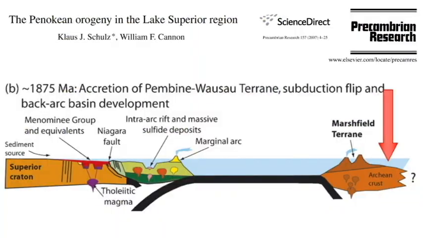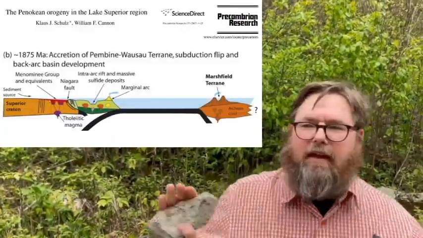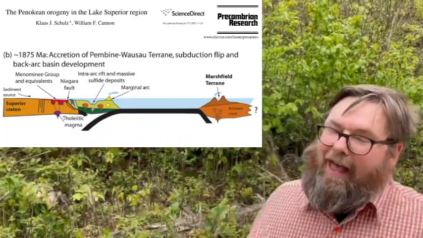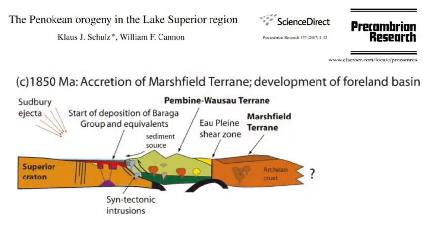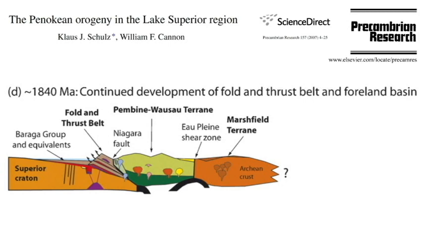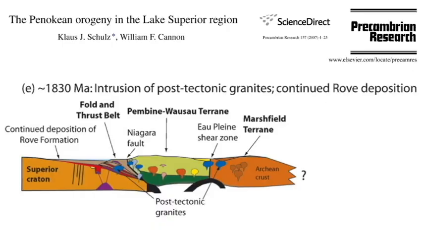The Marshfield terrane began to approach as well. But with the Marshfield, something happened. We no longer had a south-subducting plate. The plate started subducting to the north. Why this happened, I don't know. Cannon and Schulz are the leaders in this and are the ones that have formed this hypothesis. And it does seem to work. So the Marshfield terrane would eventually collide with the Pembine here.